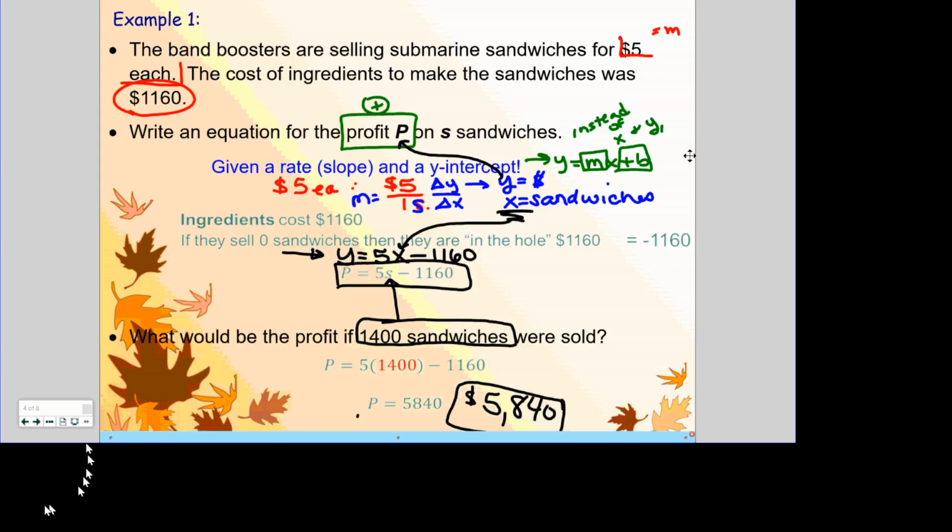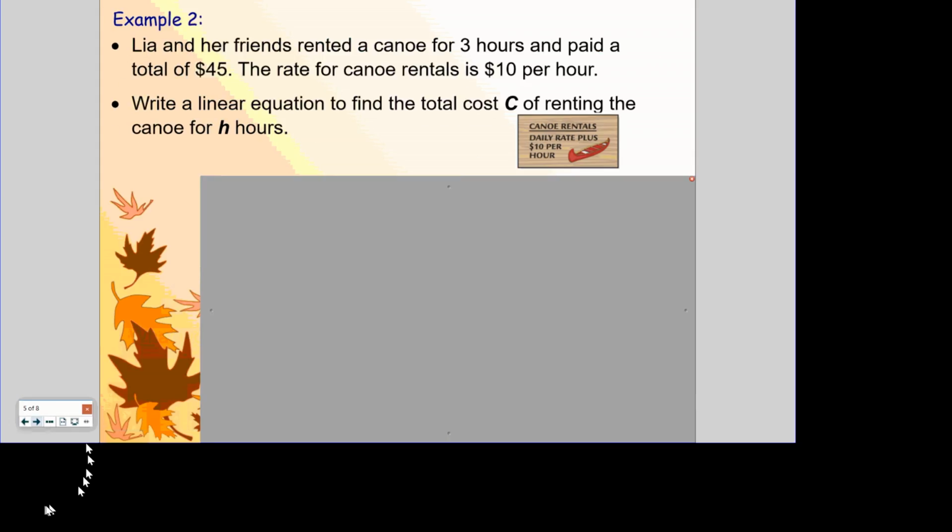All right, so in this problem, we were given a rate, a slope, and a y-intercept. So a slope and a y-intercept, and we were able to write it in slope-intercept form. Let's look at another. Here's our next example.